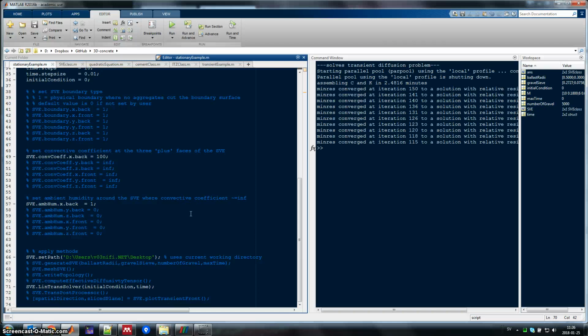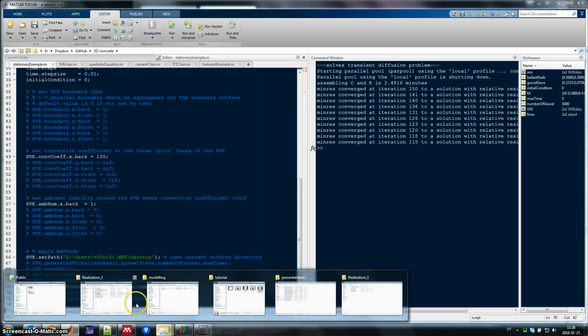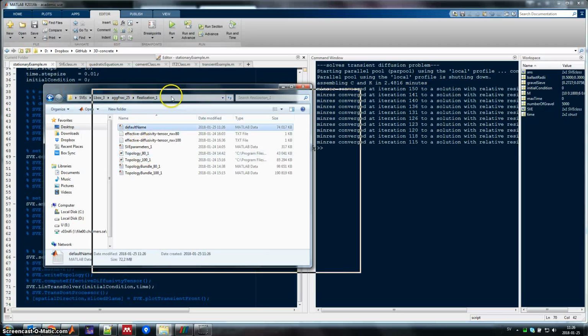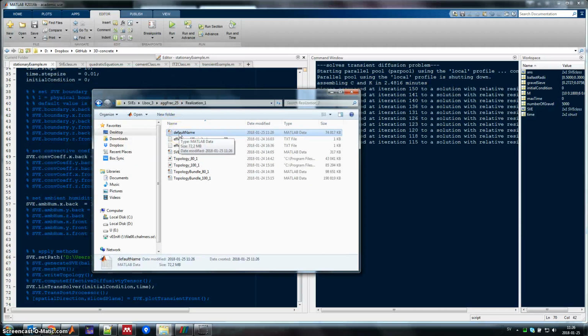Okay, so now the computations are done, and if we go into the folder where we have all the files and data stored, we have now this new file, default name, and this is a file where all the results are stored. So what we need to do now is to process these results for visualization purposes. So this is what I will do in the next clip.